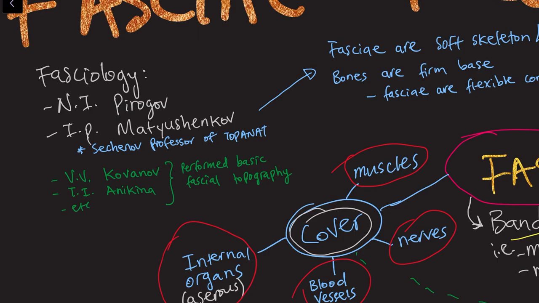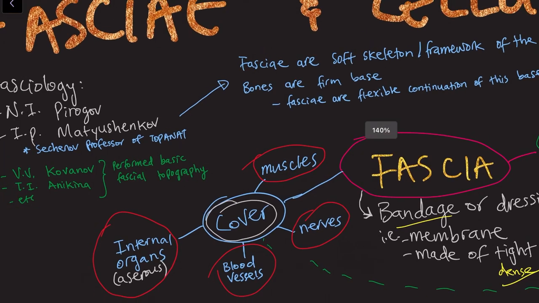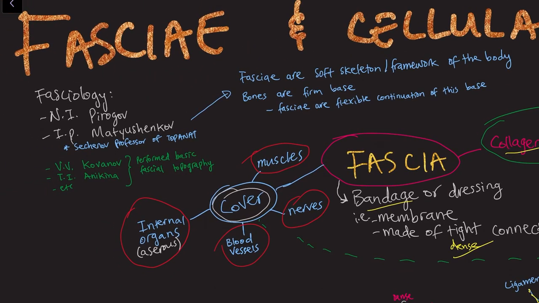He greatly expanded the field of topographic anatomy, but other great surgeons also made great contributions, such as V.V. Kovanov, as well as T.I. Anyikina and their colleagues. They performed basic facial topography, which has been very helpful in improving our understanding of topographic anatomy. Machushenkov is said to have said that fasciae are the soft skeleton or the soft framework of the body, whereas the bones are the firm base. The fasciae are the flexible continuation of this base. That's what he said.